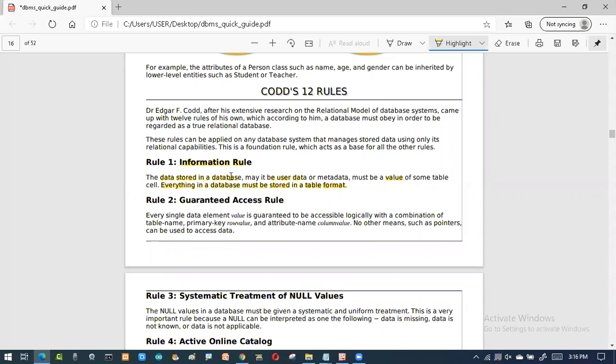Then coming to the second one, he is going to grant the access. Now what is this granting of access? If I go with an example, every single data element has values and is guaranteed to be accessible logically with the combination of the table name, primary key, and attribute name, the column.